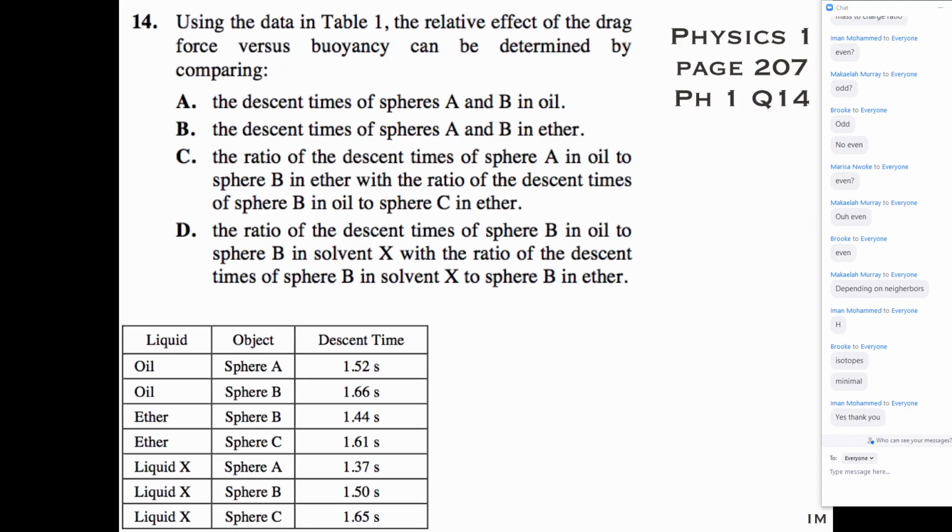First off, what is buoyancy? Shoot, I just realized I need to grab my book because I need to know something about the densities. Just a second.